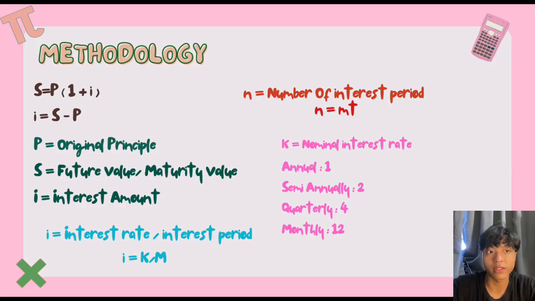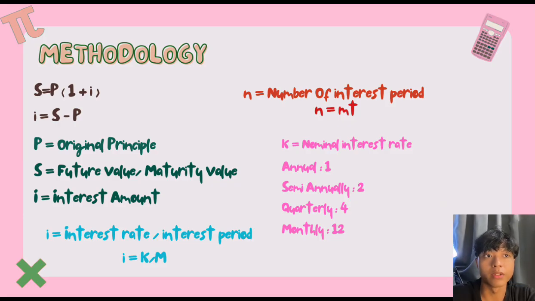Now, to understand how interest is calculated over time, we need to know the interest rate and the number of periods the money is invested or borrowed for. The interest rate per period is the nominal interest rate divided by the number of periods per year. For example, annually is 1, semi-annually is 2, quarterly is 4, and monthly is 12.